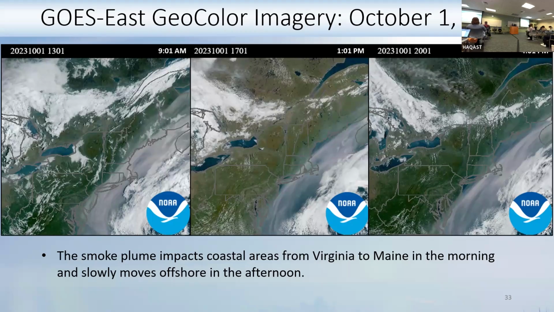By 1 p.m., the middle image, we see that smoke plume is moving offshore, and then by 4 p.m., that smoke plume is very, very slowly moving offshore, so it's still impacting southern New England.